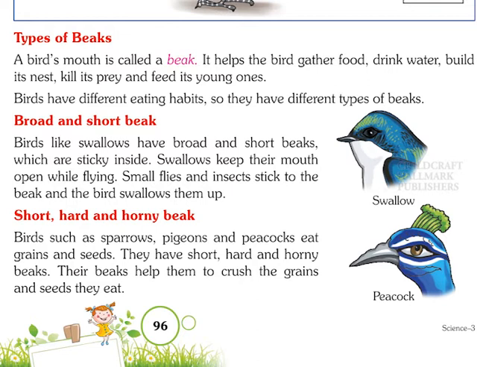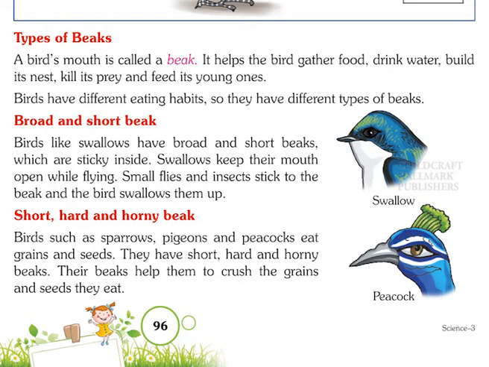Broad and short beak. Birds like swallows have broad and short beaks, which are sticky inside. Swallows keep their mouth open while flying. Small flies and insects stick to the beak and the bird swallows them up.